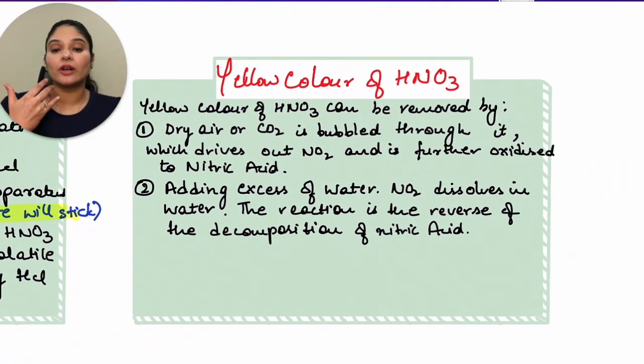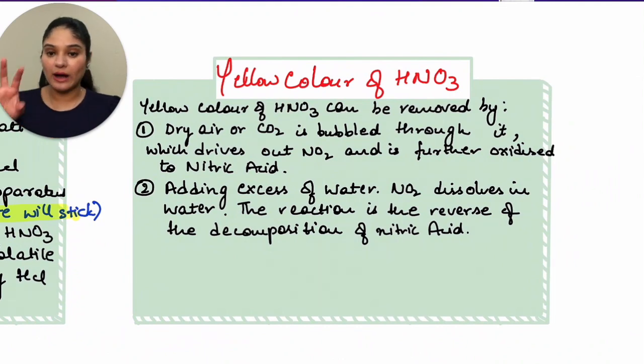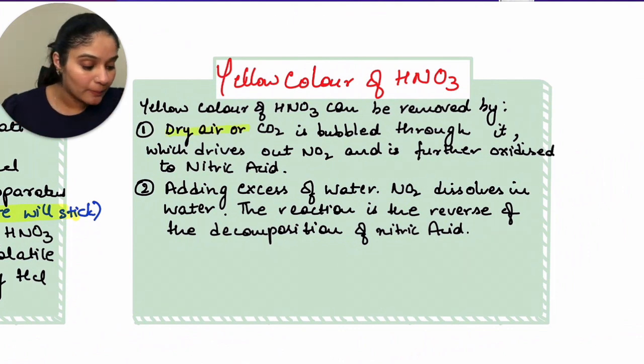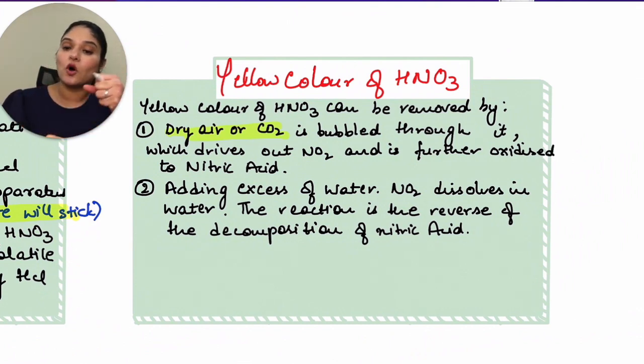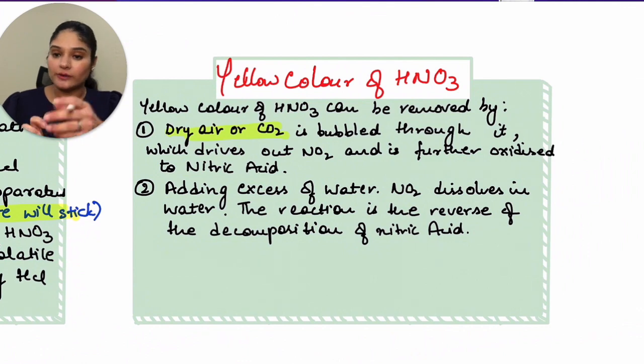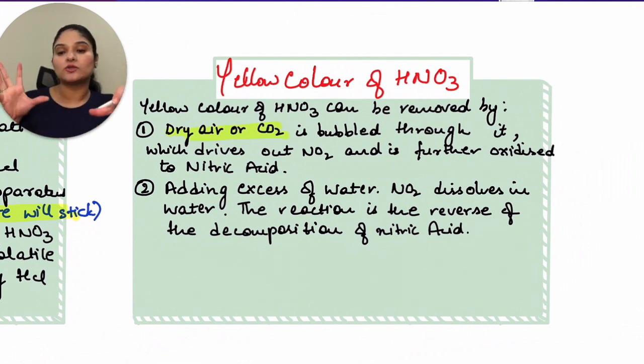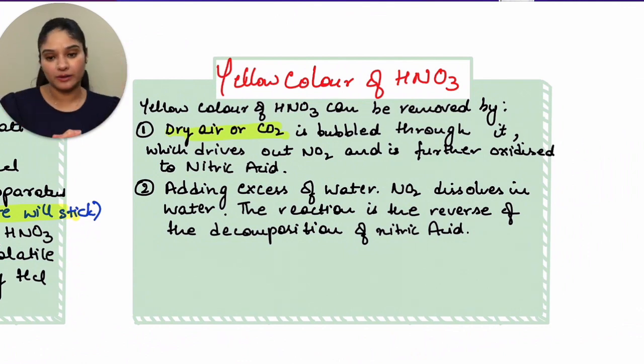So how can we remove that? We understand why the color is yellow in HNO3 and how we can remove it. The first is that you can pass dry air or carbon dioxide, bubbling it through. When you bubble dry air or carbon dioxide through it, it drives out NO2, which further gets oxidized to nitric acid. So as you're removing it, it gets oxidized to nitric acid and combines in the acid.